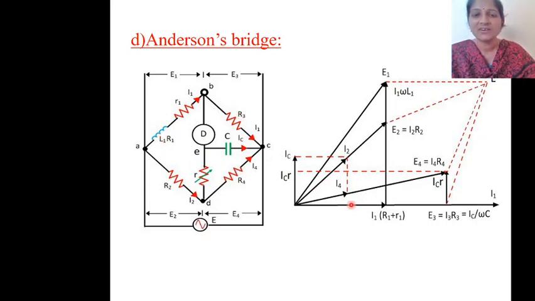So first draw I1, I take I1 as the reference vector. So I1 R1 will be in the same phase as it is a resistive element. I1 into small r1 plus capital R1 plus j omega L1. So j represents 90 degrees. So you need to draw a perpendicular line. It is nothing but I1 omega L1. So sum of these two vectors will be giving you the voltage E1. So by that you are getting the total voltage E1.